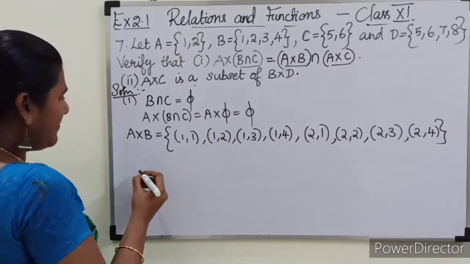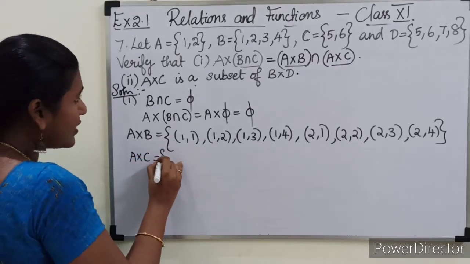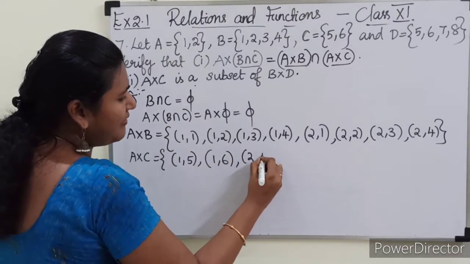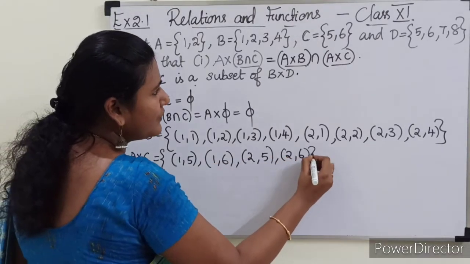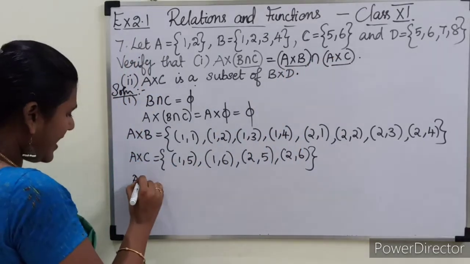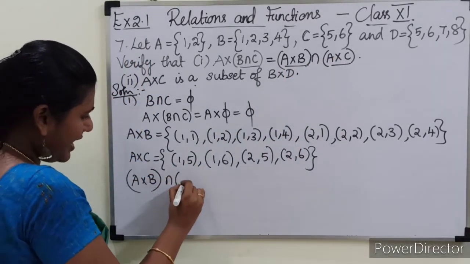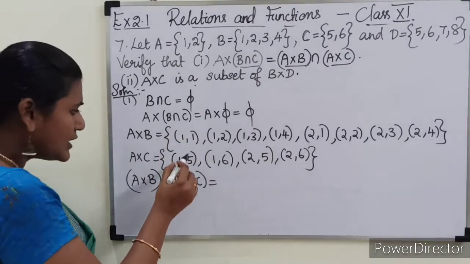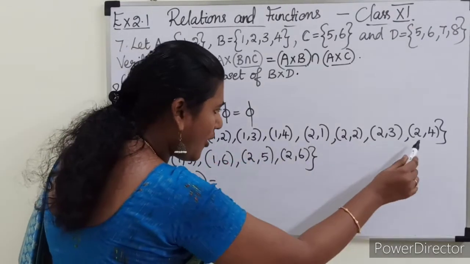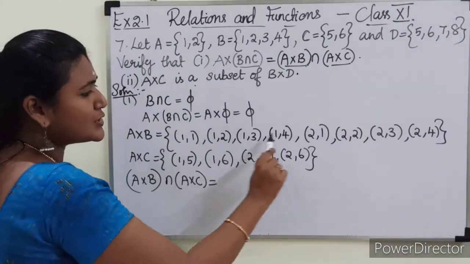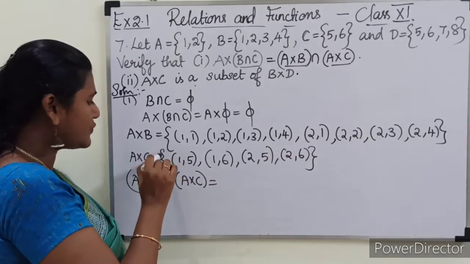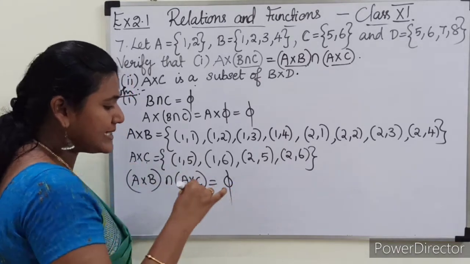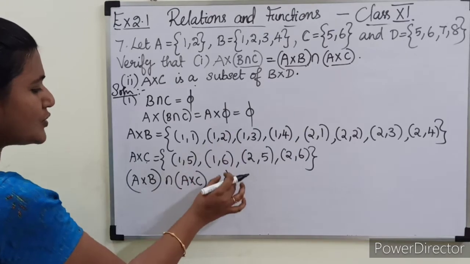Now A cross C we will find out. A cross C is equal to (1,5), (1,6), (2,5), (2,6). Now we are going to find the intersection, that is (A cross B) intersection (A cross C). So here we will find the intersection of these two sets. Can we find any common element in these two sets? No. There is no common element between A cross B and A cross C. So the answer is null set. So the right side also we got null set.